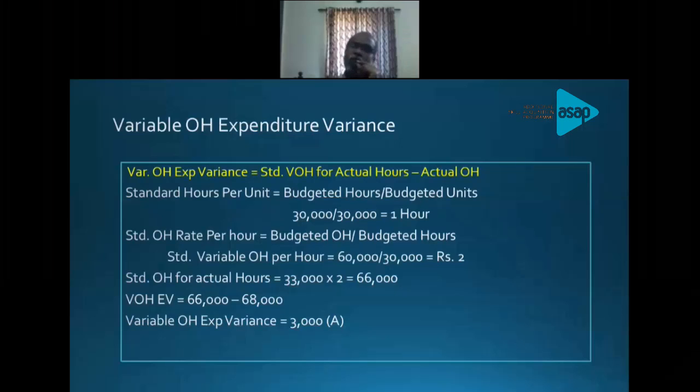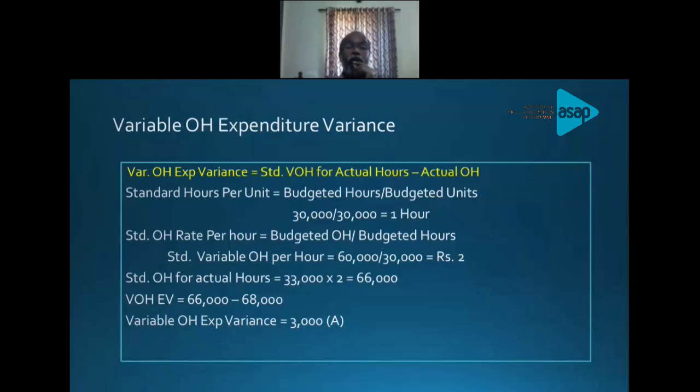Standard variable overhead per hour. Budgeted overhead is 60,000. Budgeted hours is 30,000. It is 2, the same as in the case of the last slide. So standard variable overhead per hour we have computed, it is 2. So standard overhead for actual hours.